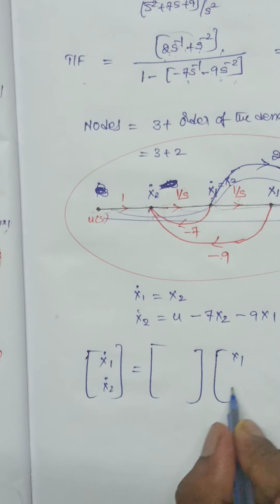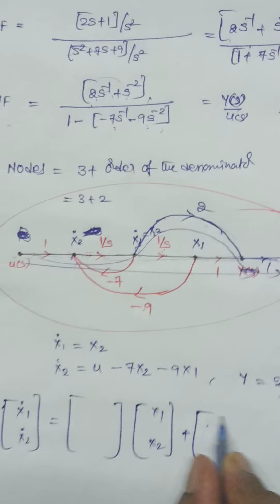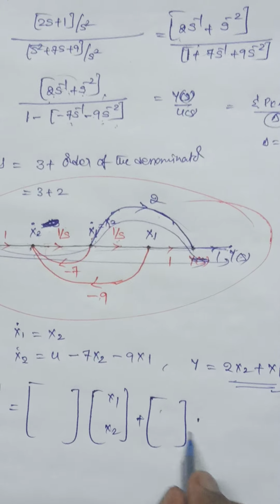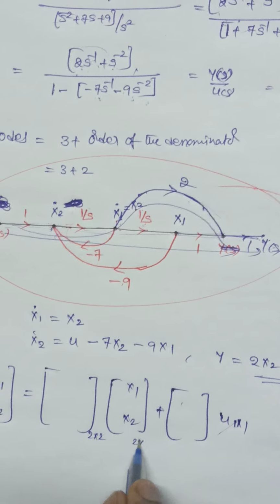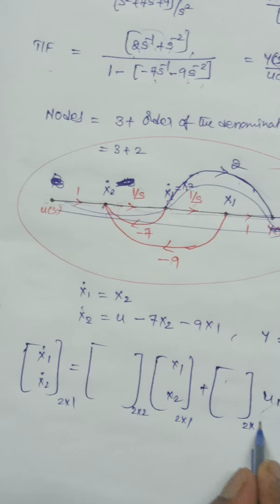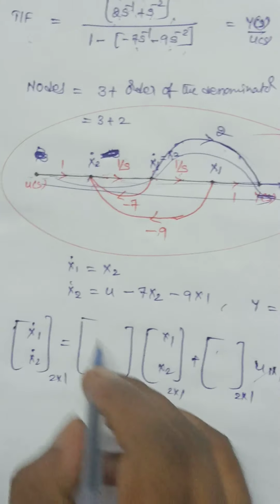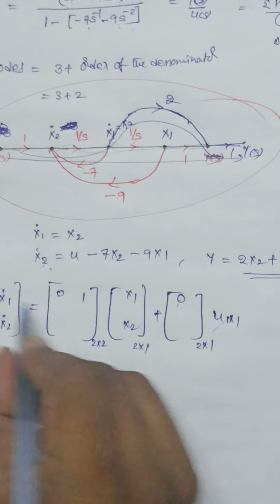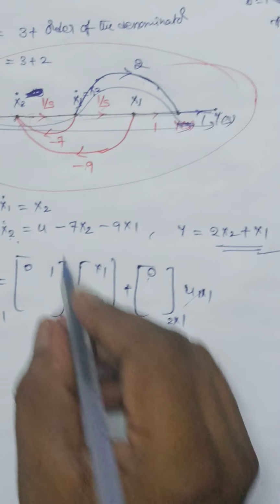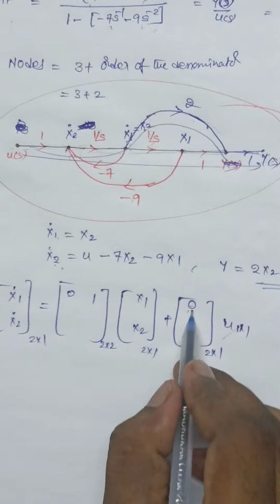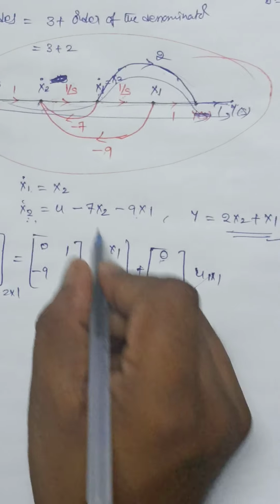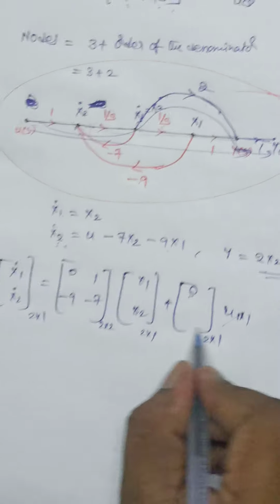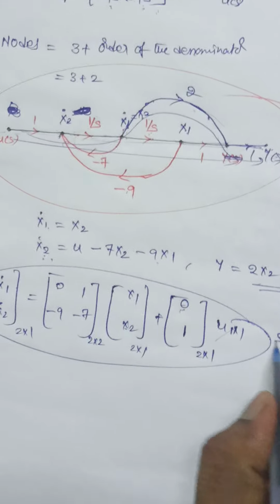Now you represent x1 dot and x2 dot equal to a matrix times x1 and x2, plus u, which is the input here, only a 1 by 1 matrix. So it is a 2 by 2 matrix, and the input matrix will be 2 by 1. So x1 dot is equal to x2, so it is 0 1. For this x1 dot there is no input involved, so it will be 0. Next x2 dot is equal to minus 9x1 minus 7x2, and u here is 1. So this is the state equation.